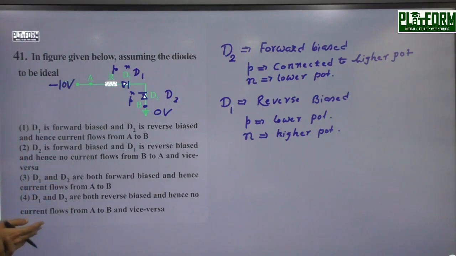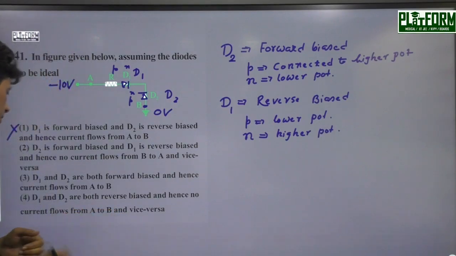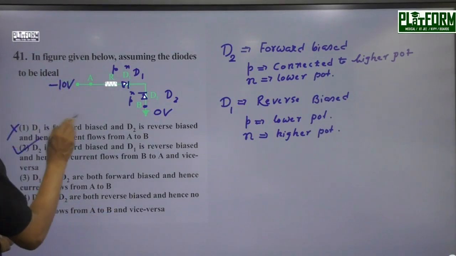Just go through the statements here: D1 forward bias, D2 reverse bias, hence current flows from A to B. It is not the right option. D2 is forward bias, D1 is reverse bias, and hence no current flows from B to A, and vice versa. So this is the right option here.